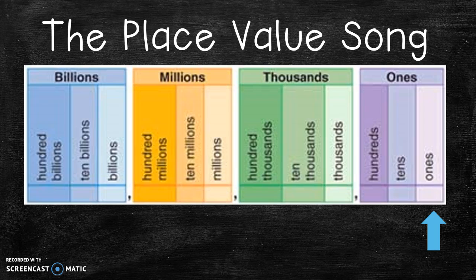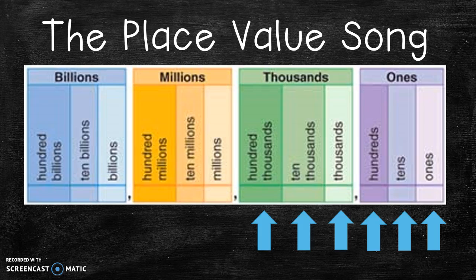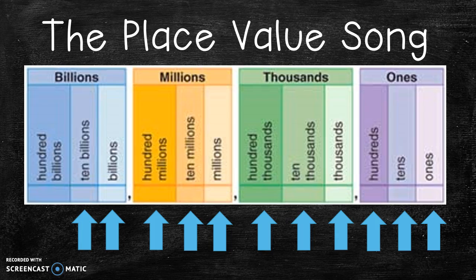Ready? Ones, tens, hundreds, thousands, 10,000s, 100,000s, millions, 10 millions, 100 millions. Keep going. Billions, 10 billions, 100 billions. That is place value. Awesome.